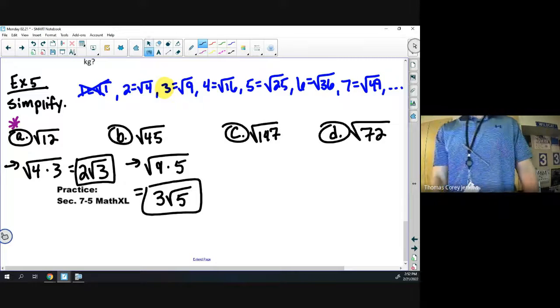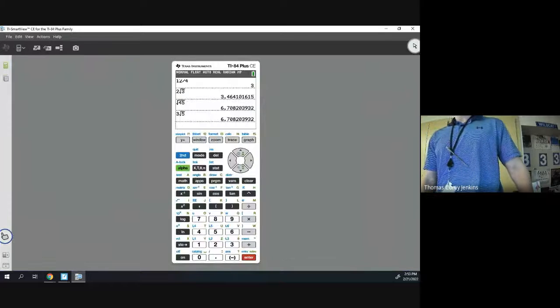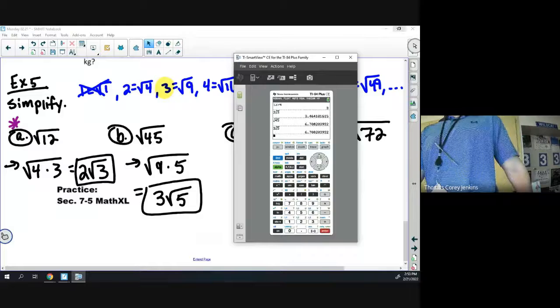And again, we can just double check in our calculator, type it in both ways. The square root of 45 is equal to 6 and change. 3 square roots of 5 should be equal to the exact same thing, and we can see that it is, all the way to the end of the screen there.